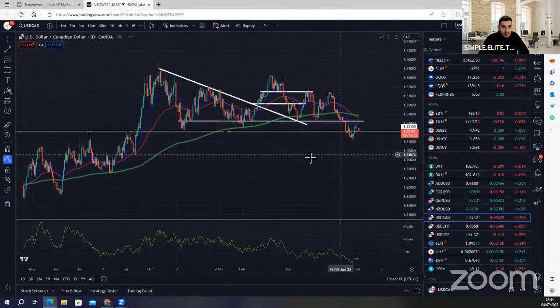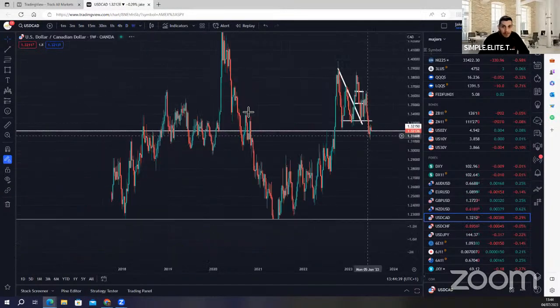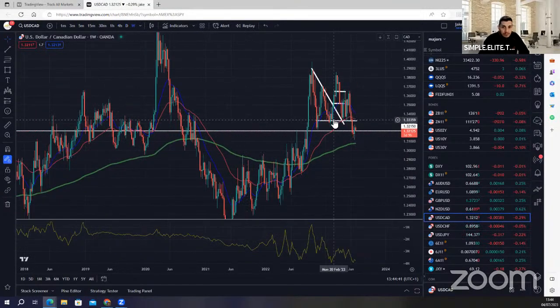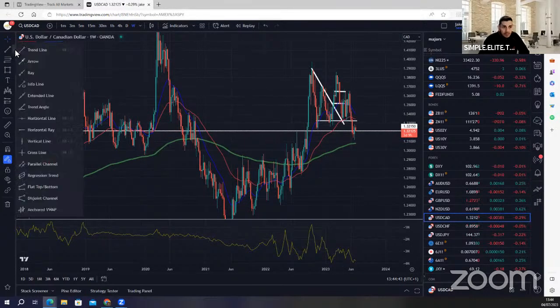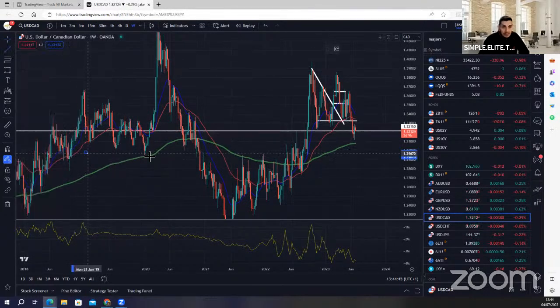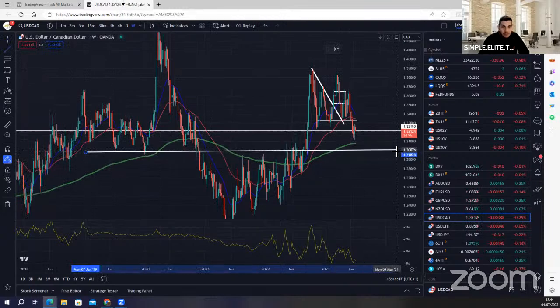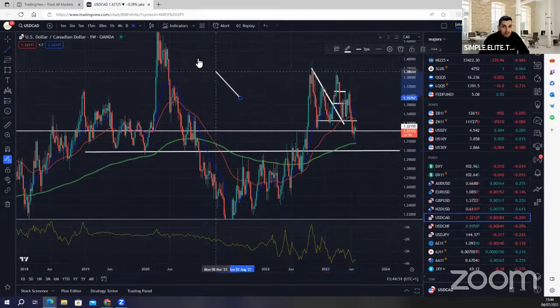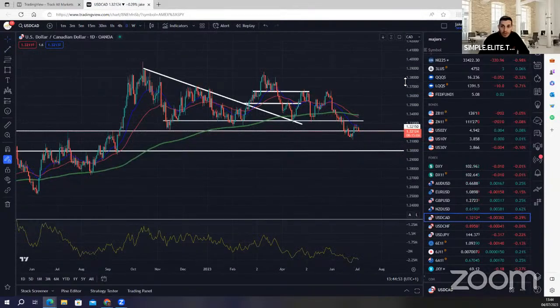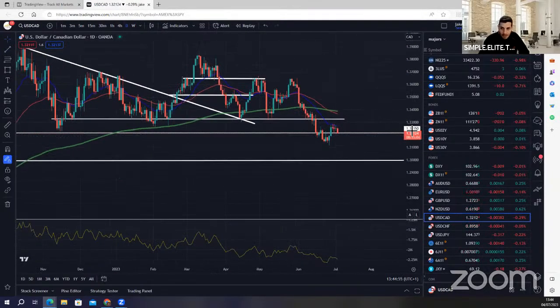on the downside. Let me put the weekly time frame. Yeah, I think so. Until this level here, 130 would be a good size to get.